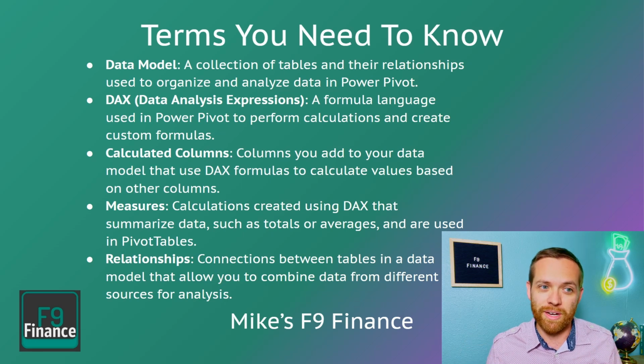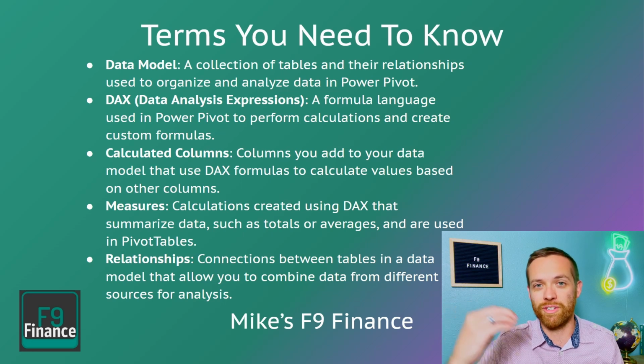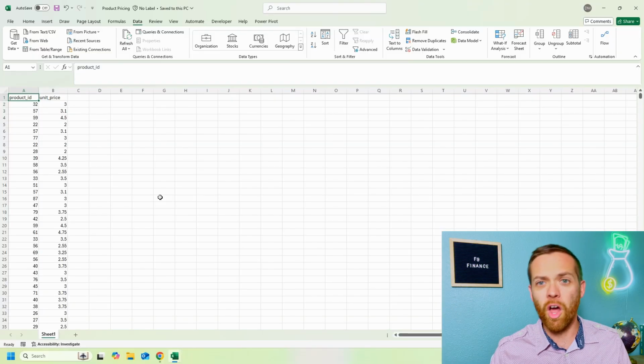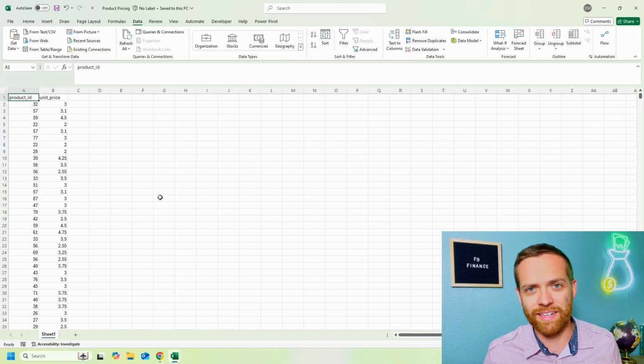And then there's relationships. These are connections between different tables in a data model, and they allow you to combine the data by looking for similarities between the data sets. All right, that is quite enough time in PowerPoint. Let's get started in Excel.